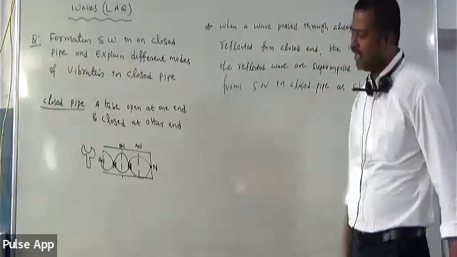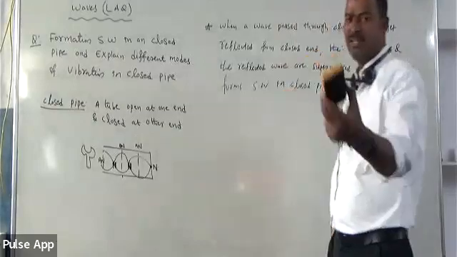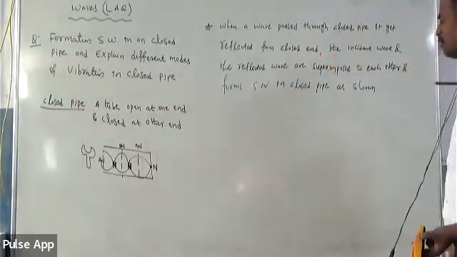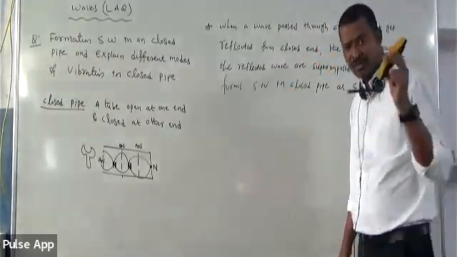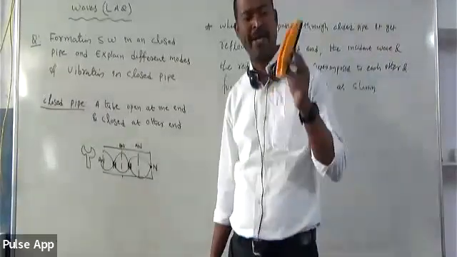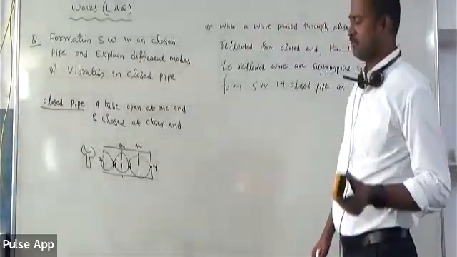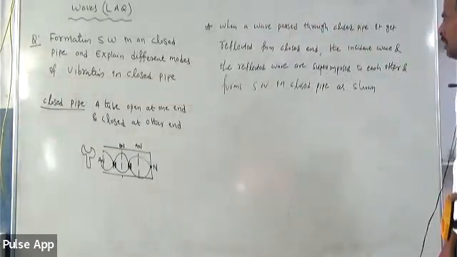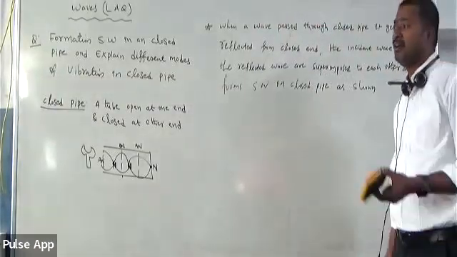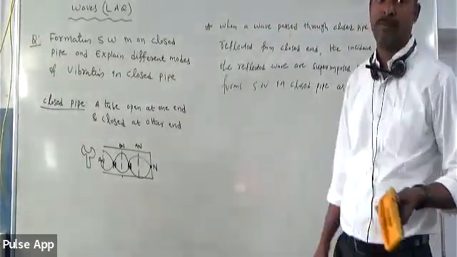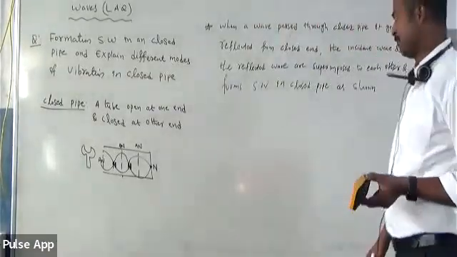As we have shown there, in the closed pipe we get the stationary wave inside the closed pipe. At the closed end we get a node, and at the open end we get an antinode. Is it clear? So this is the way of formation of a stationary wave in a closed pipe.